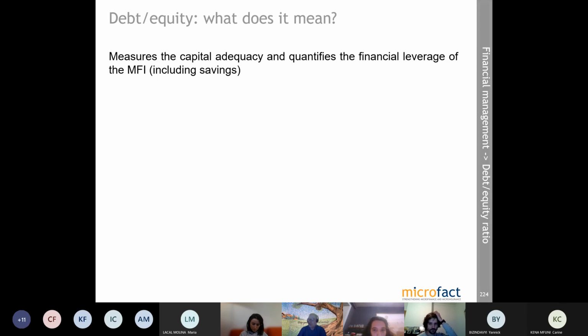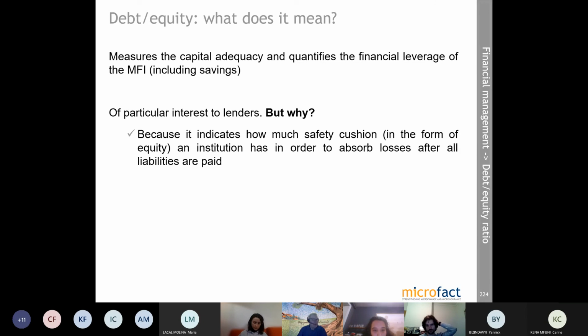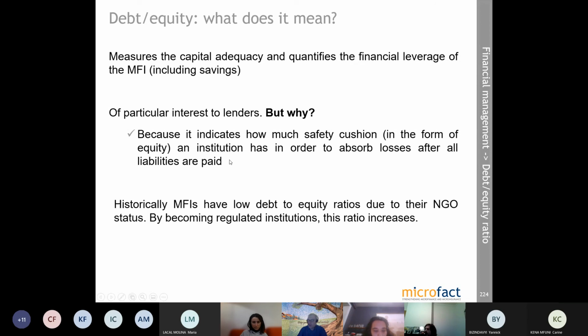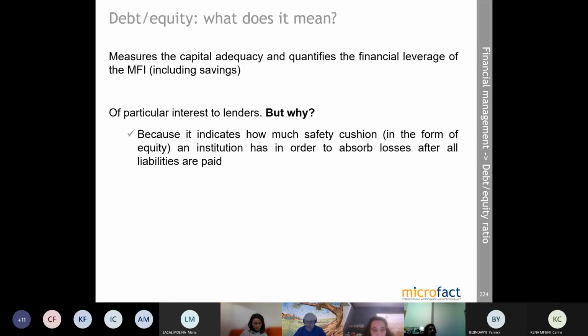So this is what I said, it's how much the financial leverage of an organization. And in general, when we manage an investment fund at BRS, we have our own investments in microfinance. And here's what we are saying: it's of particular interest to lenders. This is one of the indicators we are looking at. How big is this safety cushion of this organization? Because this gives information to what extent this institution can absorb losses after all liabilities are paid.